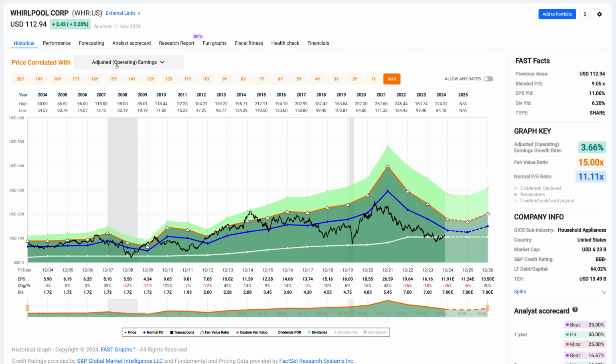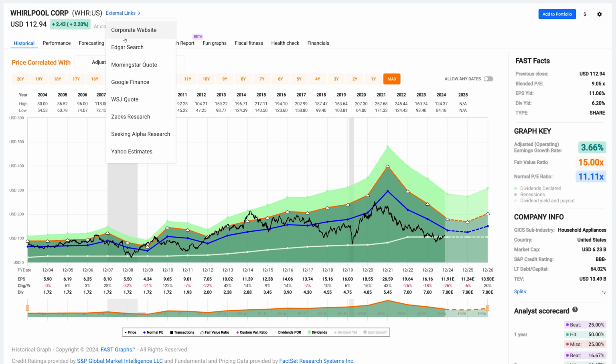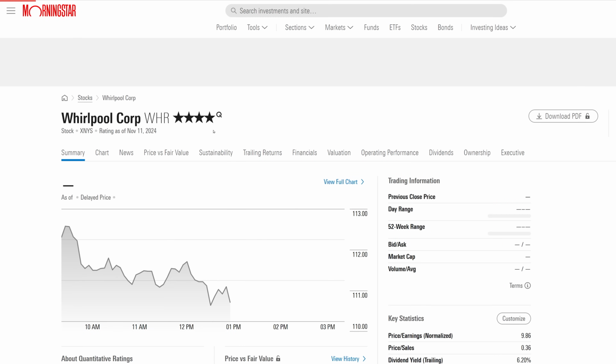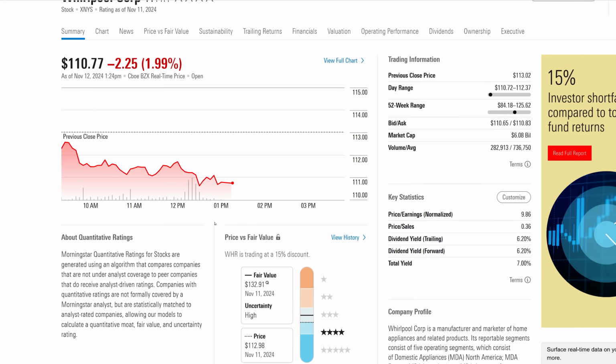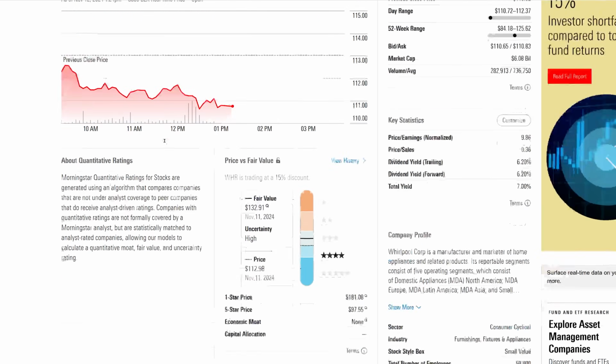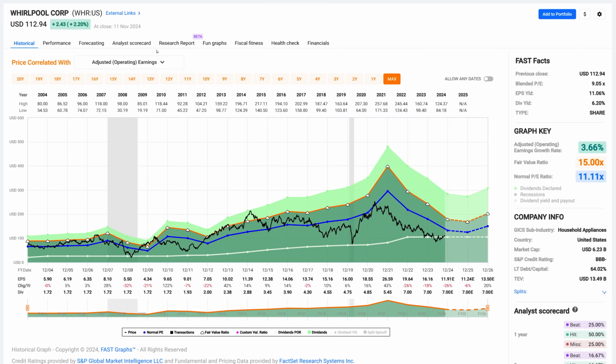Now, by the way, you can go into the external links here and go into things like Morningstar, which I subscribe to. Morningstar gives it 4 stars, and they give it a fair value of 133, and the price is currently 112. And they do expect this company to recover. Okay, and it's basically a consumer discretionary that's been around forever, and many people have Whirlpool appliances in their homes.